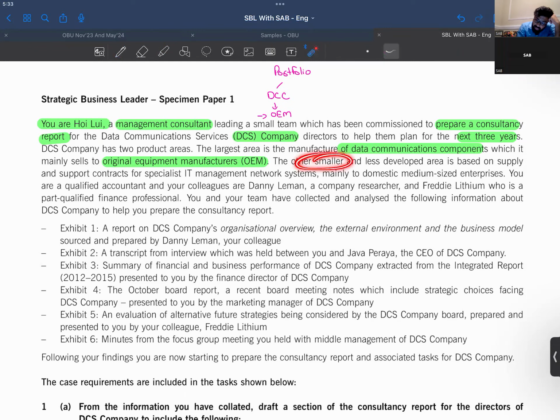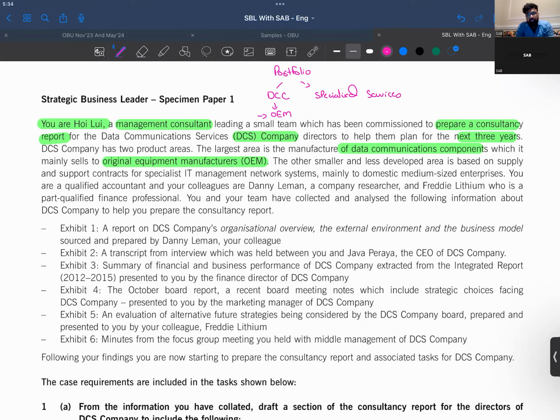The other smaller and less developed area is based on supply and support contracts for specialist IT management network systems, mainly to domestic medium-sized enterprises, right? And the other product is some specialized services, right?